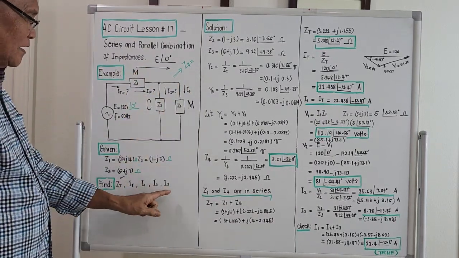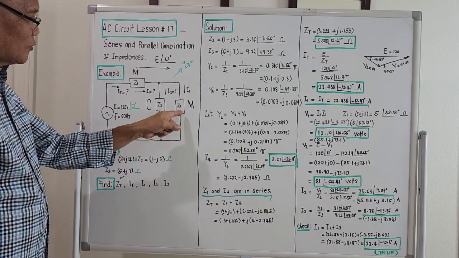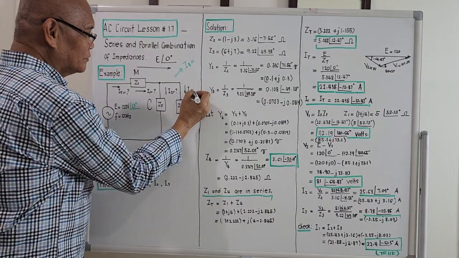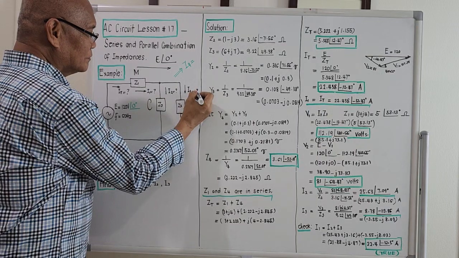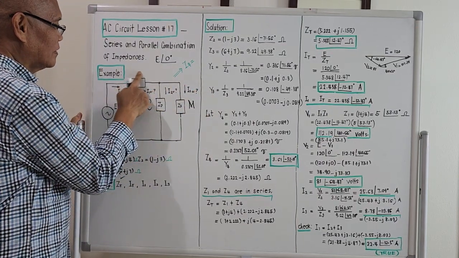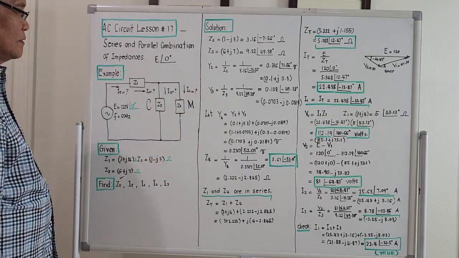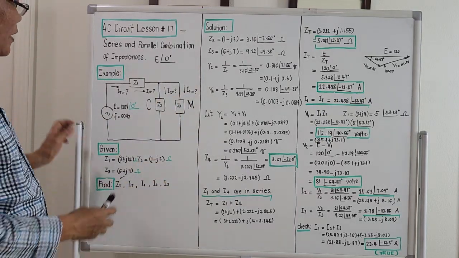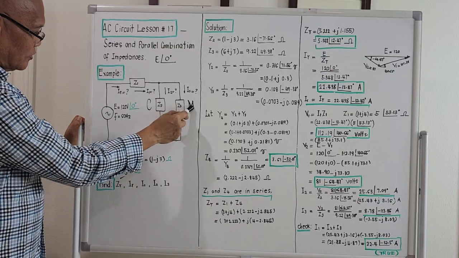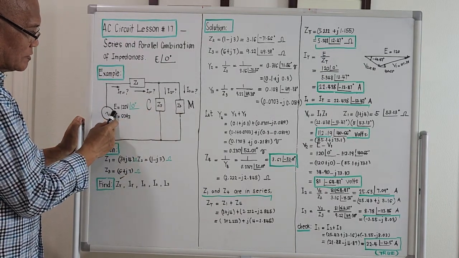Right? Last one, what will be current I3 equal to? Okay, I will try to erase this one. Okay? So we are given C1, C2, C3. We are given the applied voltage.